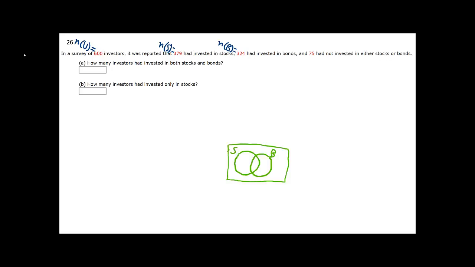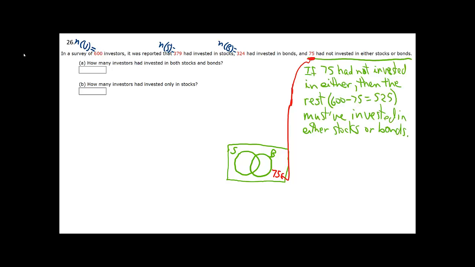And then if you look on your Venn diagram after you draw it out, the 75 are the number that did not invest in either stocks or bonds. So that goes on the outside of both circle S and B. It's the area outside of both circles.